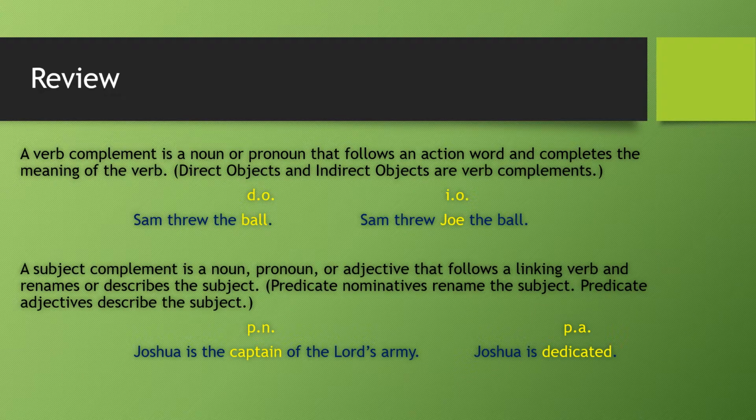A subject complement is, again, a noun, pronoun, or an adjective that follows a linking verb and renames or describes the subject. Predicate nominatives rename the subject. Predicate adjectives describe the subject. Joshua is the captain of the Lord's army. Captain is a noun, so we know it's a predicate nominative renaming the subject, Joshua. Joshua is dedicated. Dedicated is an adjective, so we know that it's a predicate adjective describing the subject of the sentence.